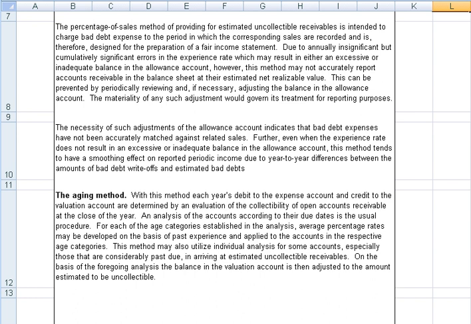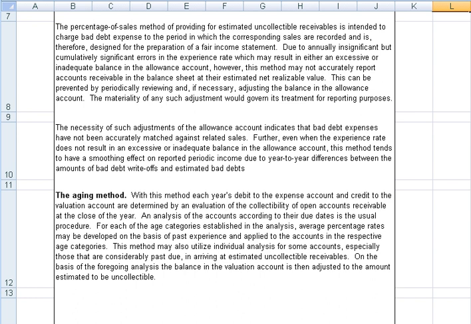Now, with regard to the aging method, what this method does is it takes each year's debit to the expense account and credit to the valuation account by evaluating the collectability of open accounts receivable at the end of the year. An analysis is performed of the accounts according to the due date of the stratified accounts receivable. And for each category, an average percentage rate is applied on the basis of past experience, and then it's applied to the accounts in the respective age categories.